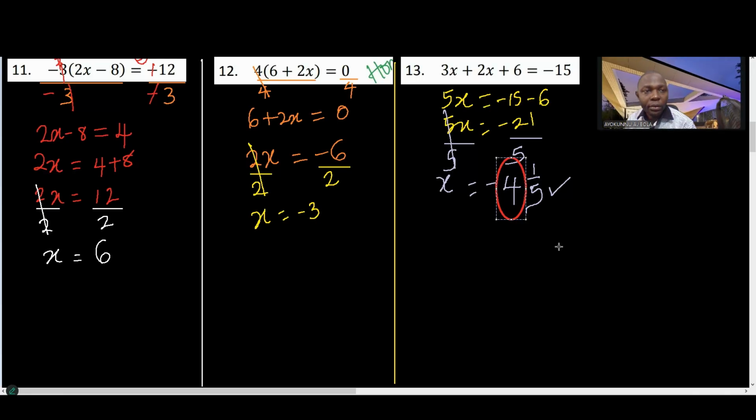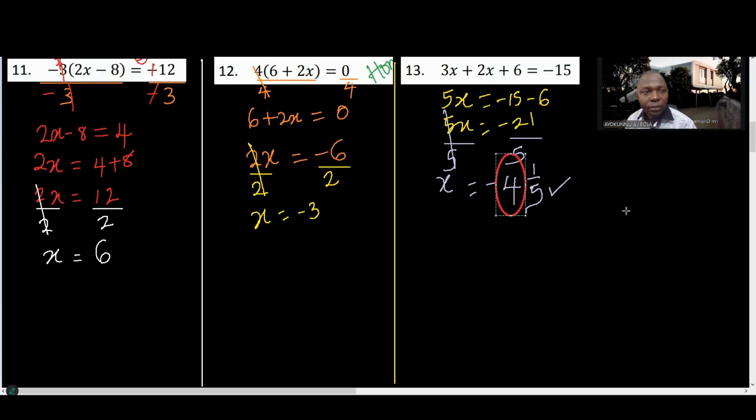Yes, I understand where the 4 came from. It's the 1 over 5, right? Yes. Where did the 4 come from? Tell me. The 4 came from minus 21 over 5. And how did they give me 4? What did I do? You divided. What by what? You divide minus 21 by 5.